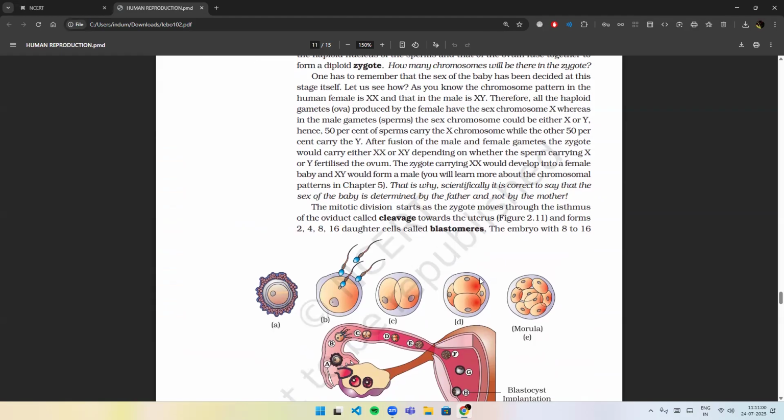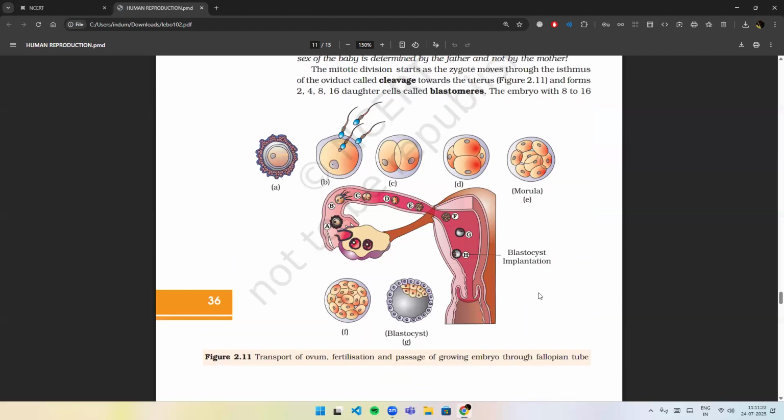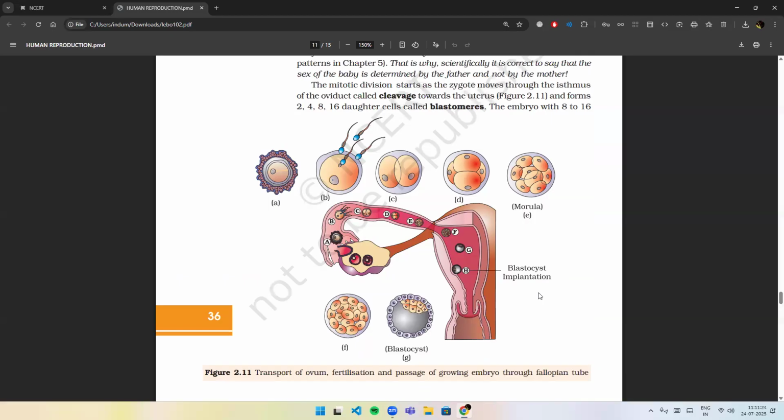After fusion of the male and female gametes, the zygote would carry either XX or XY depending on whether the sperm carrying X or Y fertilizes the ovum. The zygote carrying XX would develop into a female baby and XY would form a male. That is why scientifically it is correct to say that the sex of the baby is determined by the father, not by the mother.